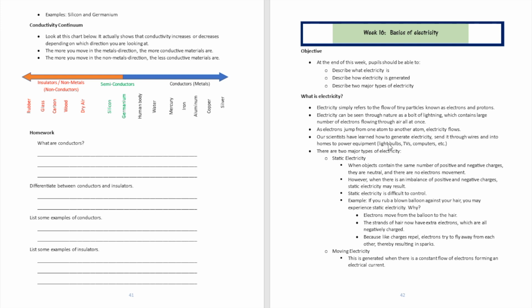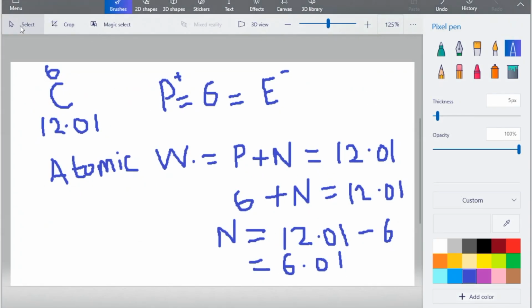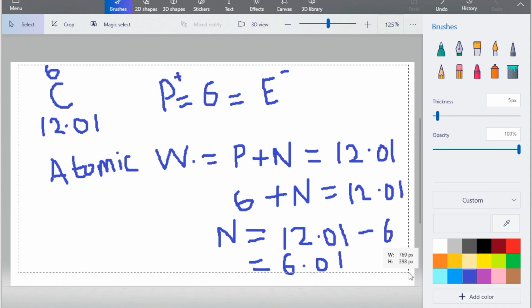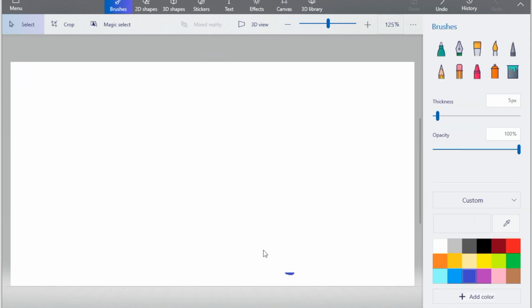Our scientists have learned how to generate electricity and send it through wires and into homes to power equipment like your computer or your TV. All of these things are electrical equipment that use electricity. So there are two major types of electricity. There is what we call static electricity, and there is something called moving electricity. All right, so let's try to remember that right now. Let's clear this board. To get started, we're going to remember there is static electricity, and there is moving electricity.